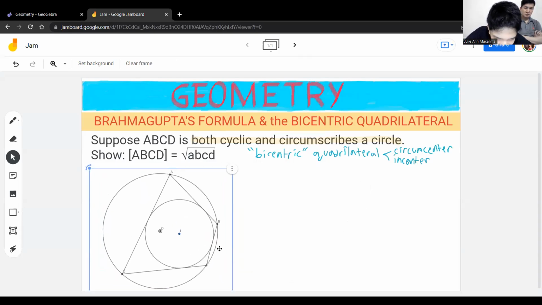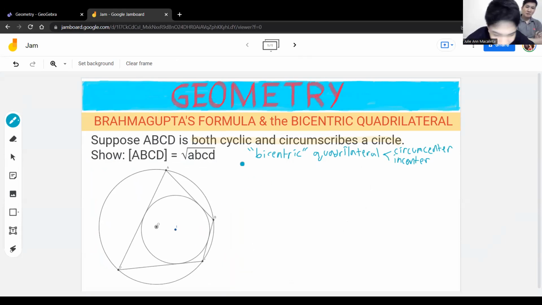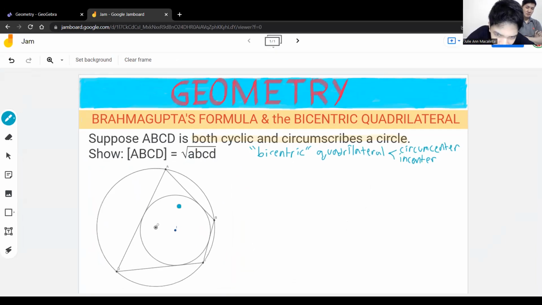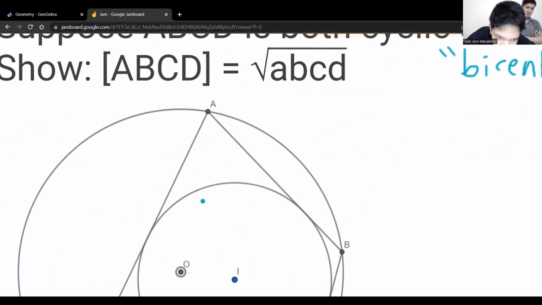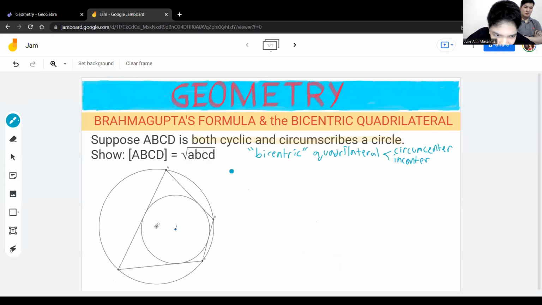Anyway, this will not be the figure I will use, because I will remove the circle. This is not needed. First of all, the note. This quadrilateral is cyclic, and it has an inscribed circle, so these are all tangents. Let's start.